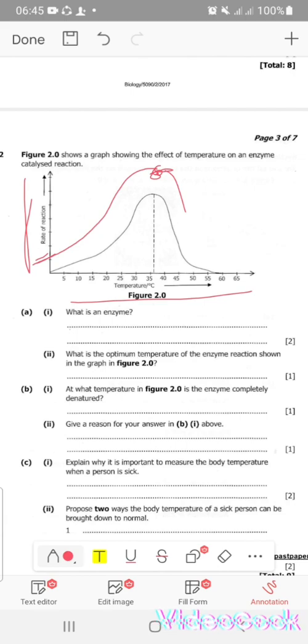So the optimum temperature, if you look at this diagram, is 36 degrees. It's not exactly 35, no, it's 36 degrees. Okay, that's the optimum temperature.